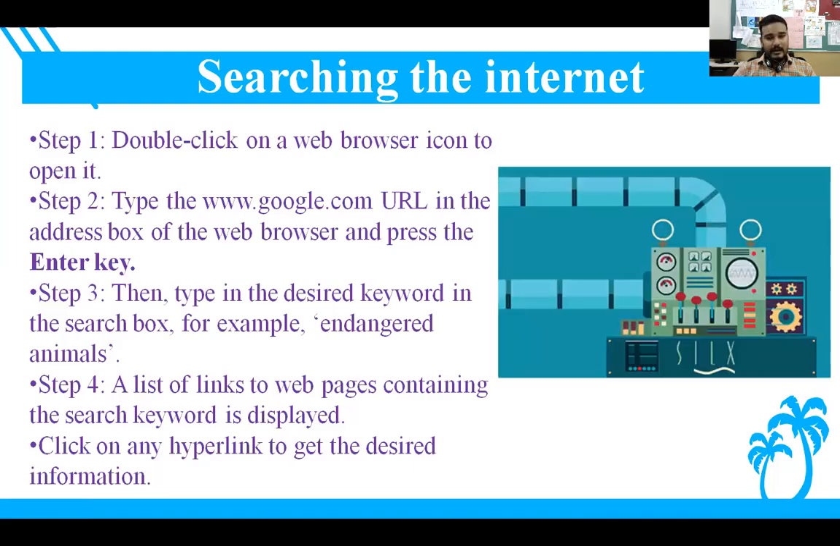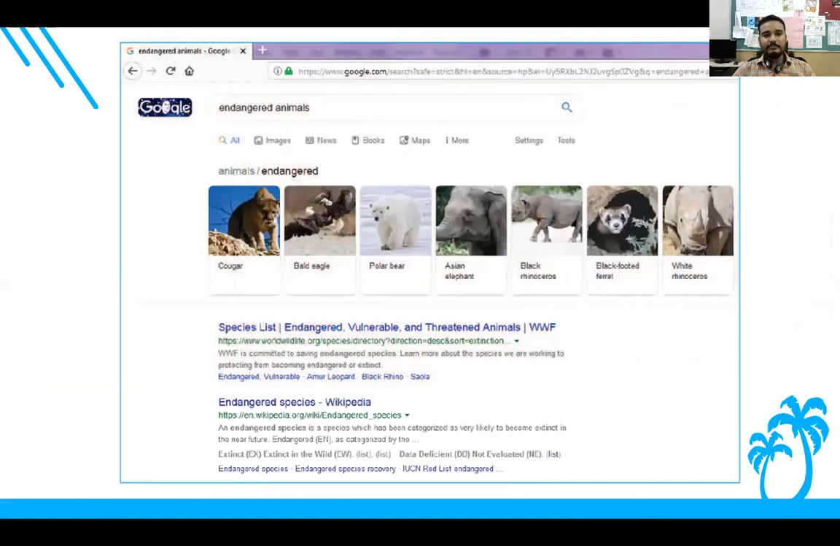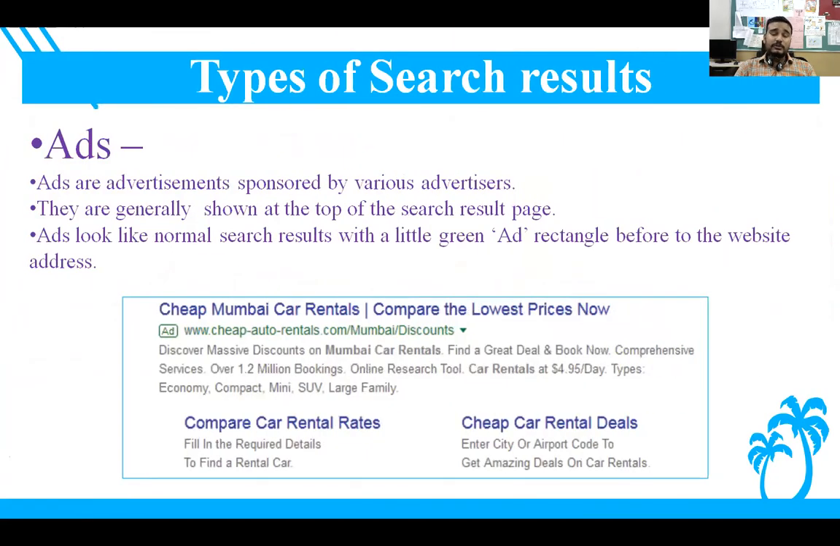Those will be hyperlinks. So here is the example. In our Google, we have searched about endangered animals. At first, it has shown some pictures, and downside, it has shown some hyperlinks also. I'll be showing that also, but we'll go to the next one.